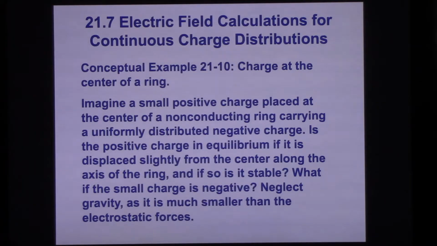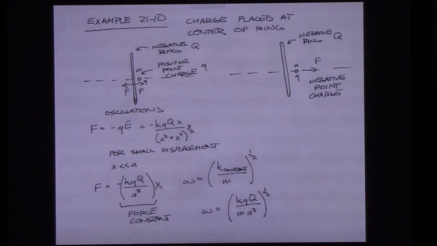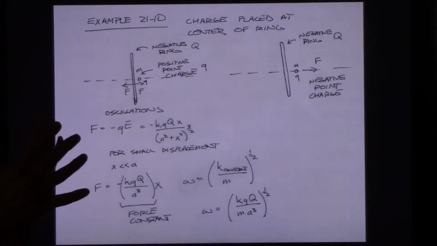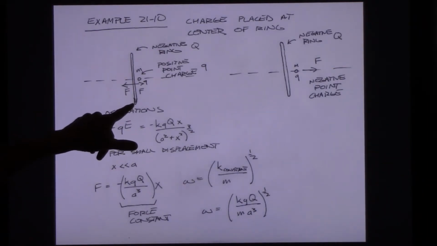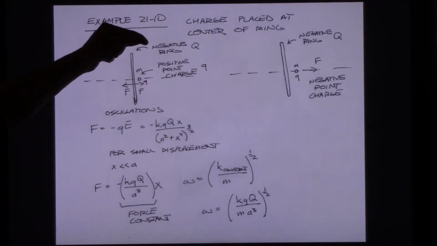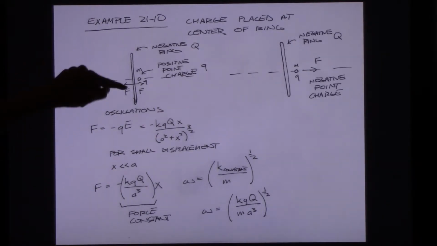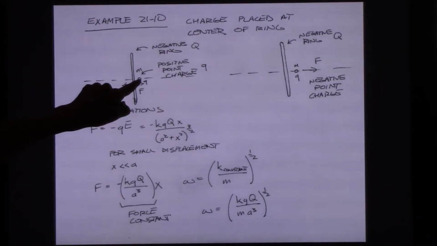Now the ring itself is negative, so I need to include that effect. This is the ring, but I've flipped it sideways, so this is totally a side view. And we're told now that the ring is negatively charged. So here's this circle, it's negatively charged. Here is a little positive point charge.